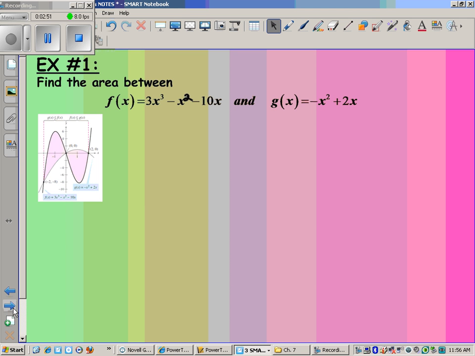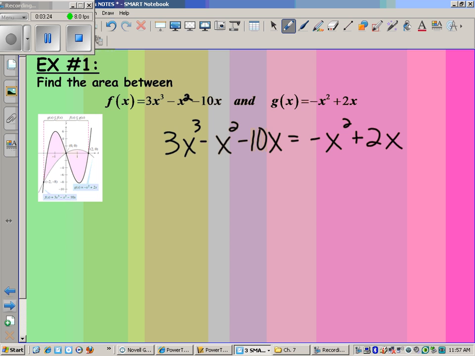All right, f of x is 3x cubed minus x squared minus 10x, and the function g, which is negative x squared plus 2x. That's right. All right. If they didn't give us a graph, where do we need to start? Finding my intersections, right? So how would I find my intersections if I needed to find my intersections? Set them equal. They're not always going to give you a graph. So let's set them equal to each other so I can figure out where they intersect.